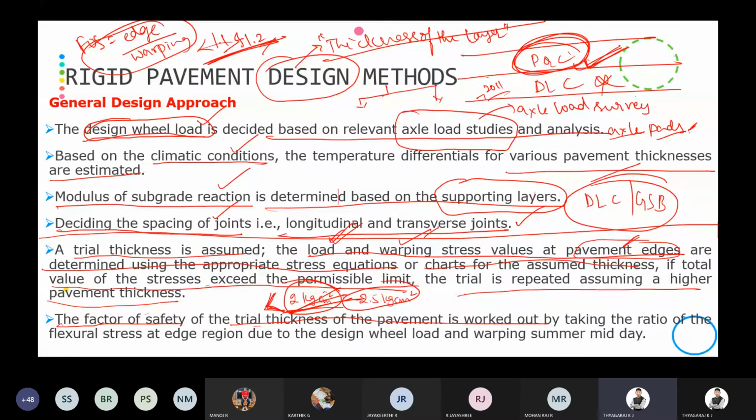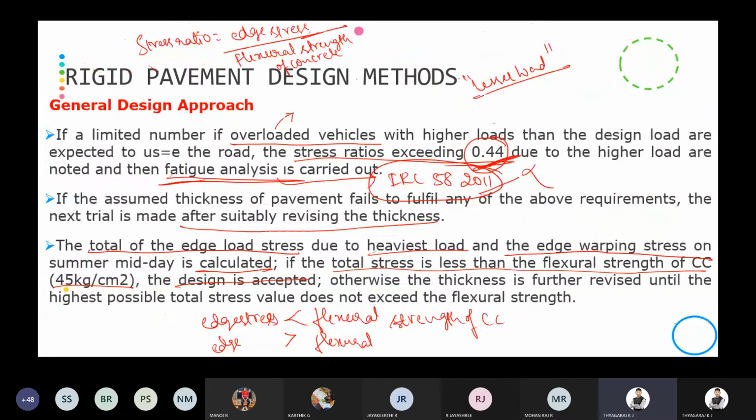The second point, factor of safety. If the factor of safety is not lesser than the specified value, it is okay. If the factor of safety is exceeding the specified value, we are going to redesign the pavement thickness. Then for overloaded vehicle, if the stress ratio, that is edge stress to the flexural strength of concrete, is exceeding 0.44, then we are going to carry out fatigue analysis, and from that fatigue analysis we are going to determine the trial thickness. Then if it is not matching with the stress ratio, we are going to redesign the trial thickness.